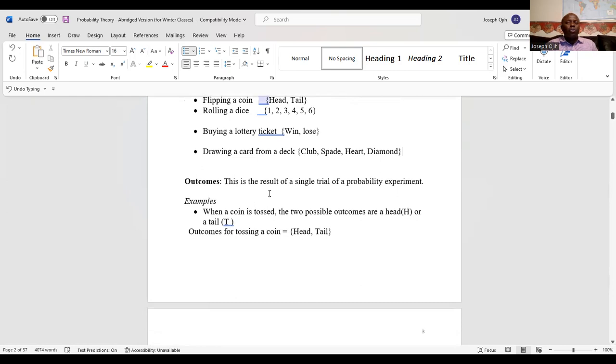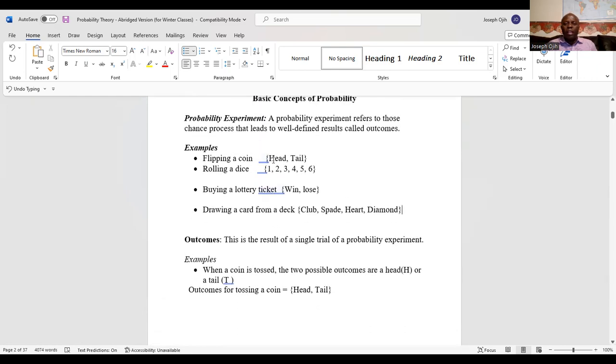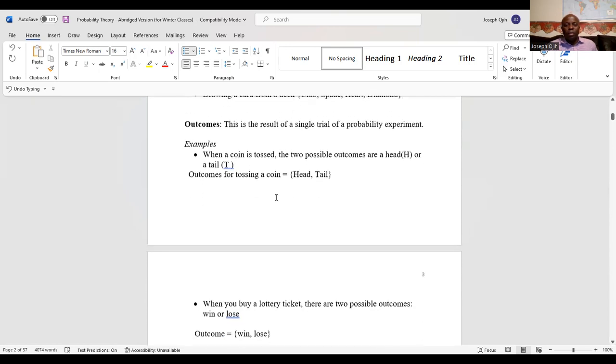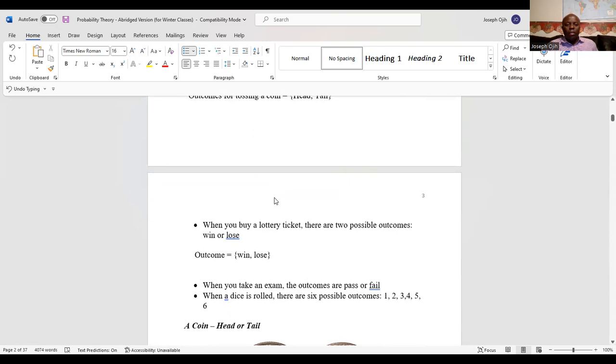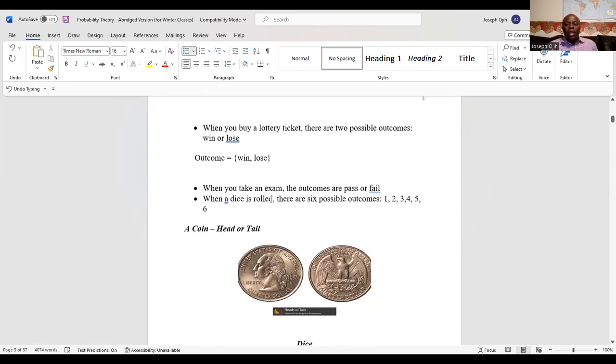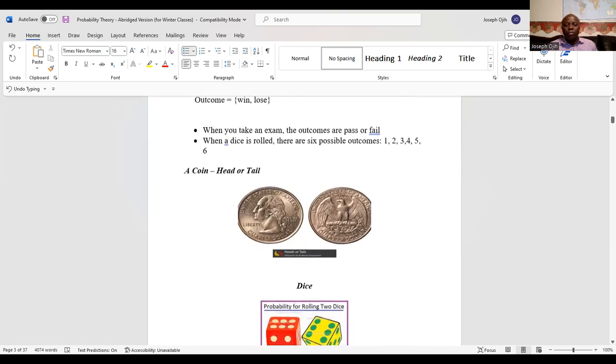So what is an outcome? An outcome is the result of a single trial of a probability experiment. You look at this, flip the coin. The outcome is either it's a head or a tail. If you buy a lottery ticket, it's either you win or you lose. If you roll a dice, the outcome can be 1, 2, 3, 4, 5, or 6. So that's what outcome is. When you take an exam, the outcome is that either you pass or you fail. That's the outcome. Okay.